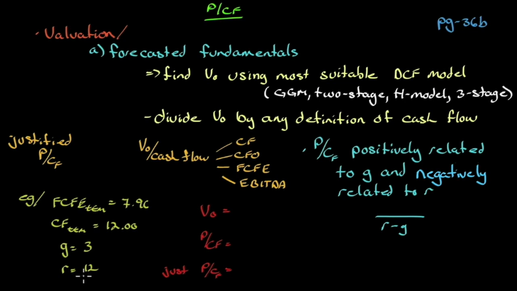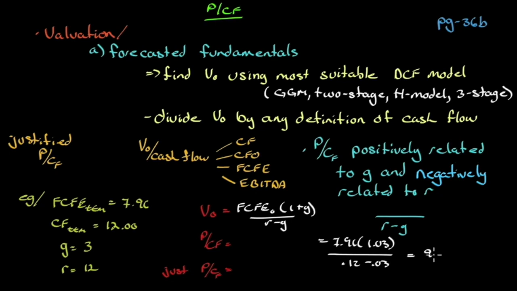To do this, we're going to need a real definition of cash flow. In our intrinsic value, we're going to use the free cash flow to equity. And of course, this is trailing 12 months, so that's 0, and it's 1 plus G over R minus G. So that will equal, I'm running out of room here, but you know what I'm doing, 7.96 times 1.03 divided by 0.12 minus 0.03 will give us 91.10. That is an intrinsic value. That is an estimated value.